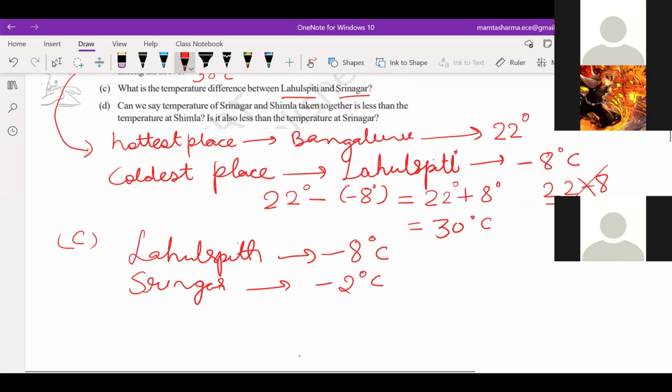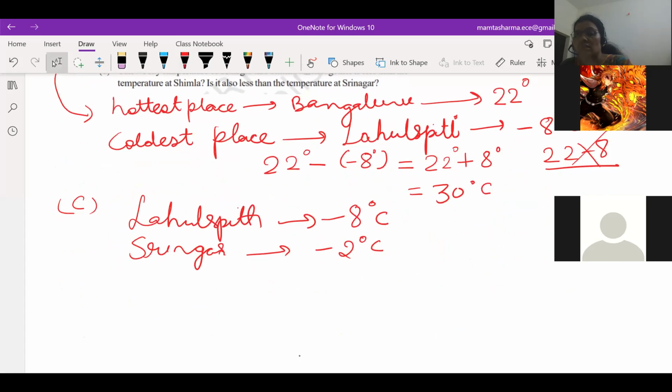Now someone will tell the result: minus 8 minus of minus 2. Aditi will tell the result. Aditi, tell me the difference between minus 8 and minus 2.